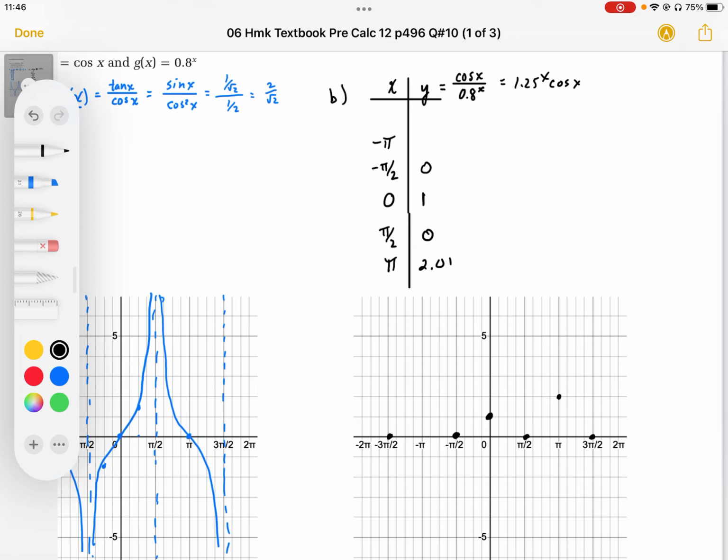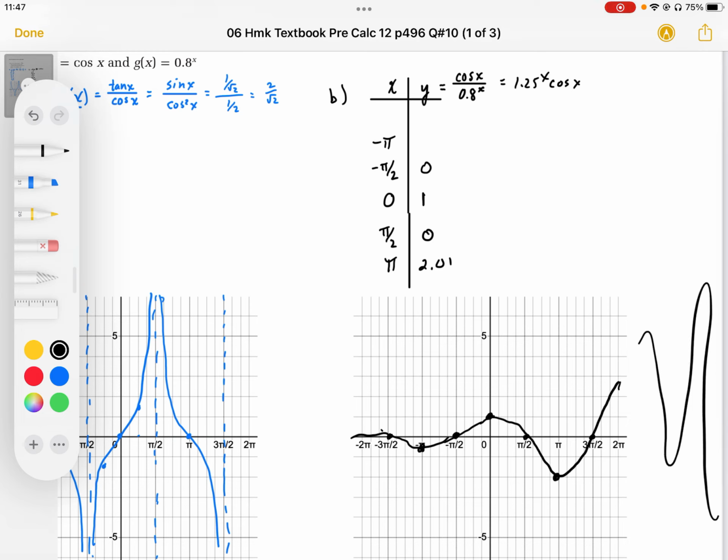When I go to negative pi, that's going to be negative, so it's going to be down here. When I go to negative pi, I'm going to end up with 1.25 to the power negative pi, and that's going to be 0.496, and it's going to be negative, so it's going to be at about 0.5, so maybe somewhere around here. And basically what's going to happen is this graph is going to follow my min and max points, but it's going to grow exponentially. So it's going to tend towards 0, and then it's going to get bigger and bigger as I go to the right because of that exponential part of that function.